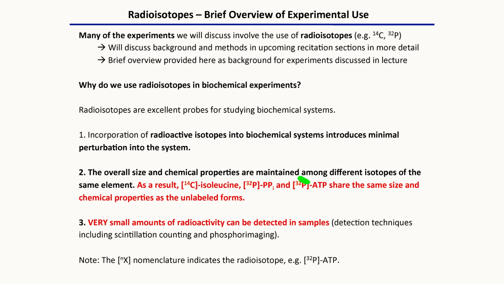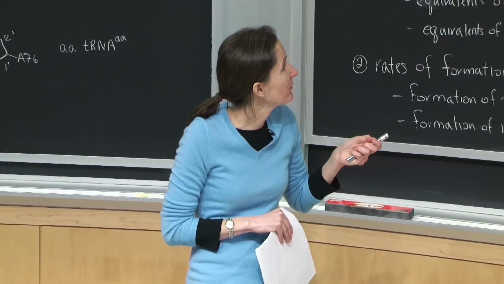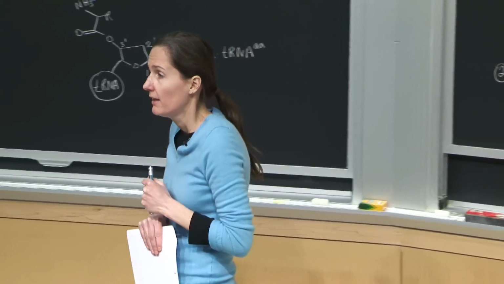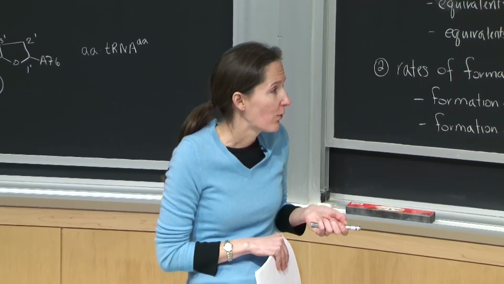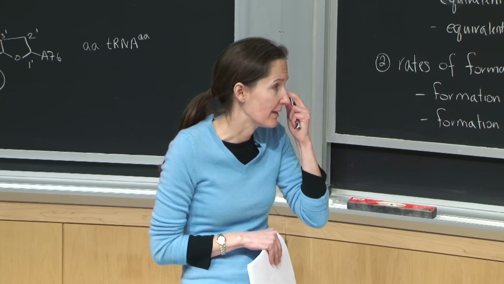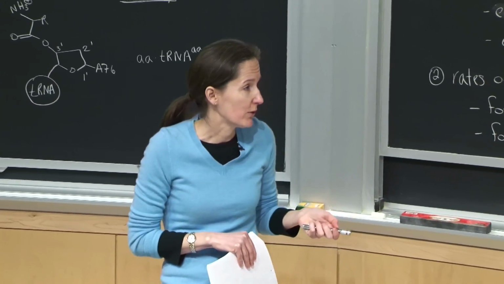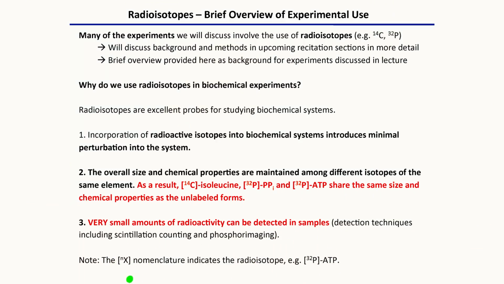The other point to make is that we can detect very small amounts of radioactivity in a sample, and you'll see some of those calculations and how to do them in recitation this week. So we can detect small amounts, and that's good for looking for something like an intermediate. And there's readily available techniques for quantifying radioactivity in a sample. Okay? So if you see nomenclature like this, the NX nomenclature indicates the radioisotope in this sample.